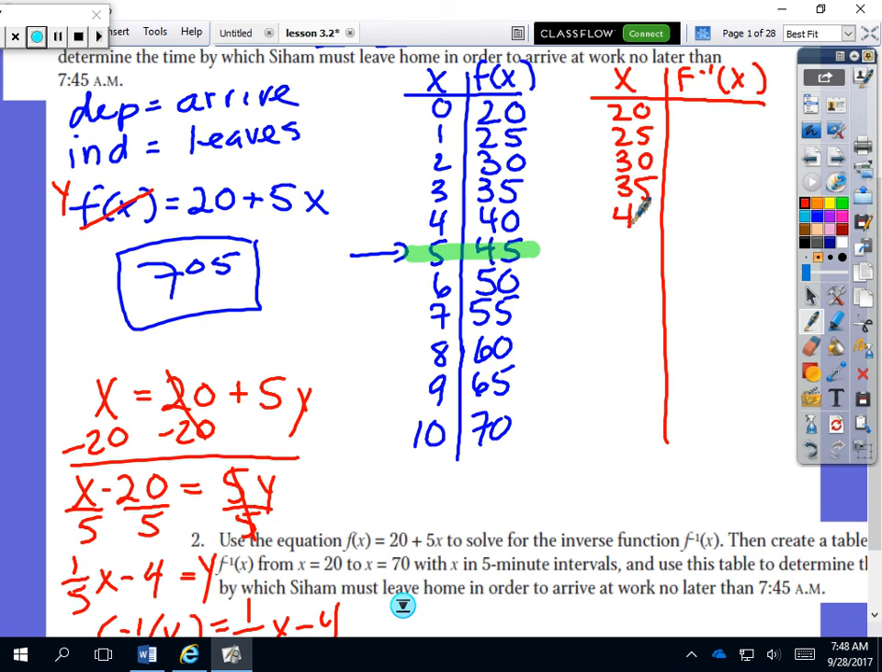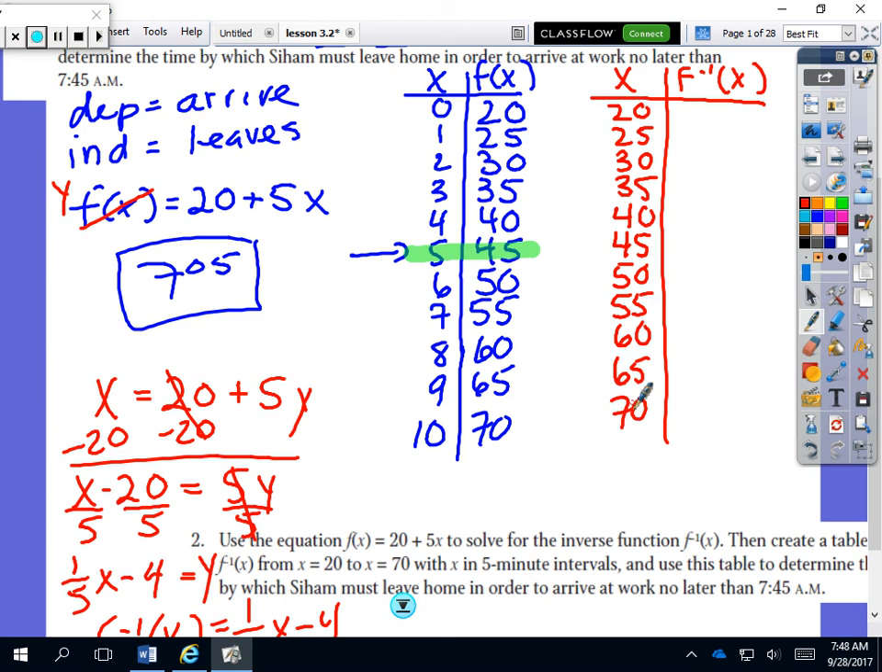And it looks like, if you look at my output in this one, that becomes my input here. We talked about that in yesterday's lesson. Your output and input switch spots when you find the inverse of a function. Okay, so let's test this.